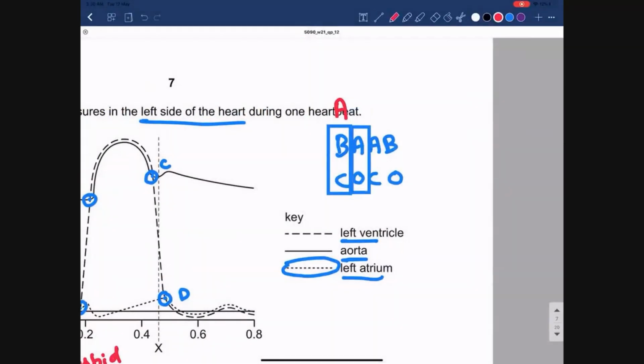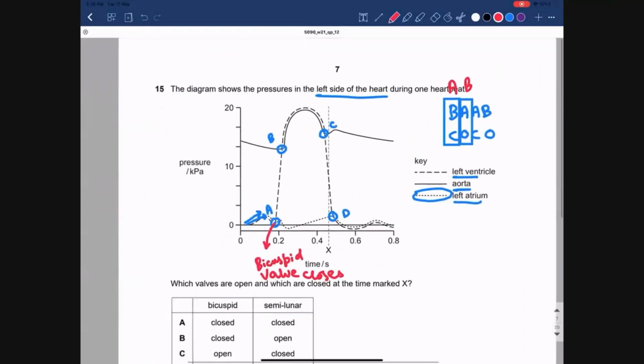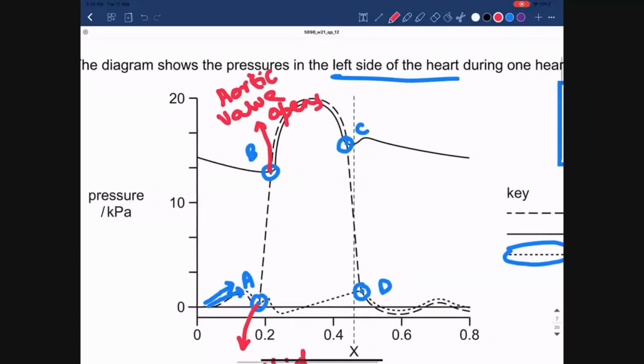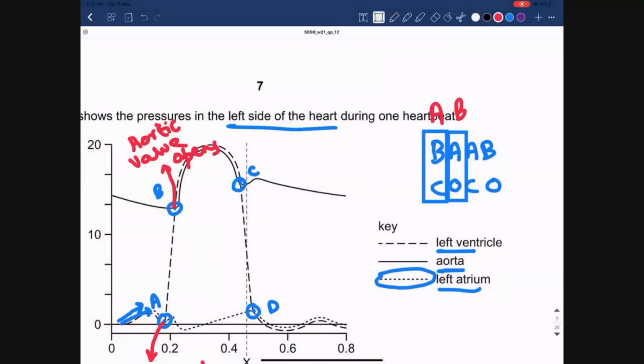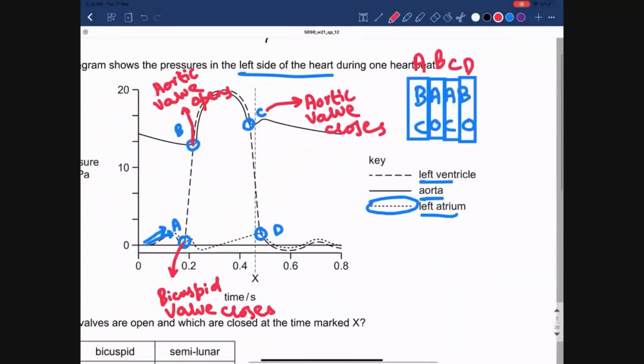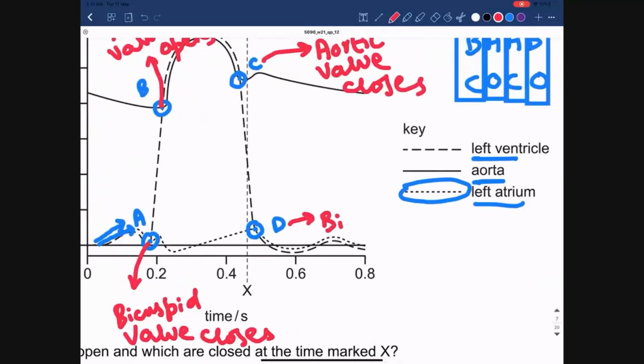Then point B. At point B, AO means aortic valve opens. Aortic valve is also known as semilunar valve. At point C, what happens? Aortic valve closes. AO means aortic valve closes. Aortic valve is also known as semilunar. And at point D, what happens? BO, that is bicuspid valve opens.